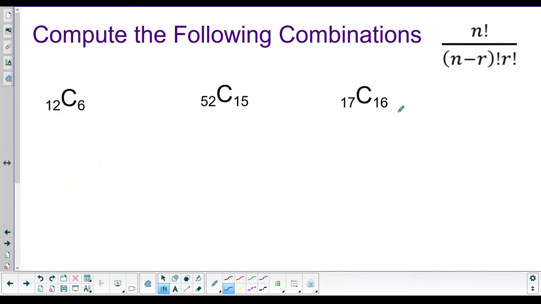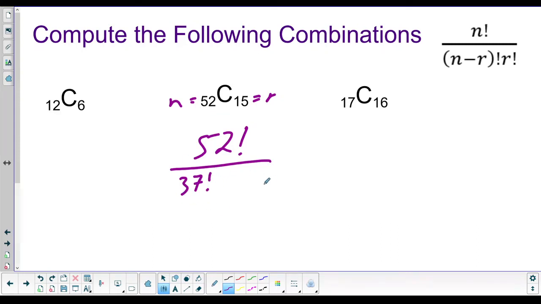Okay. Let's just do this one to get it out of the way. So this is 52 factorial divided by n minus r. So again, this is n, this is r. Subtract, so 52 minus 15. I would use a calculator just because I'm not very good at subtracting in my brain. So use a calculator if you know you struggle. There you go. This is what you're putting in your calculator.